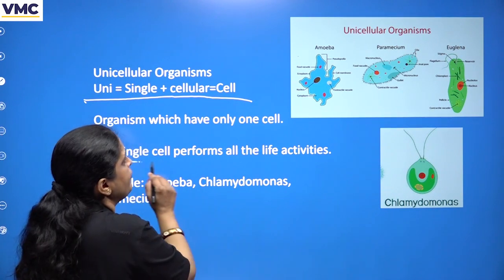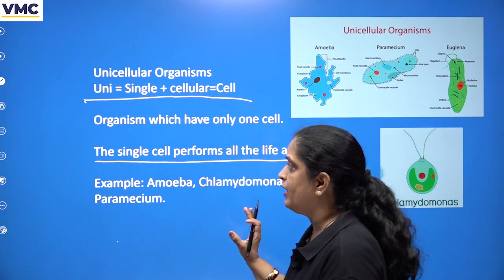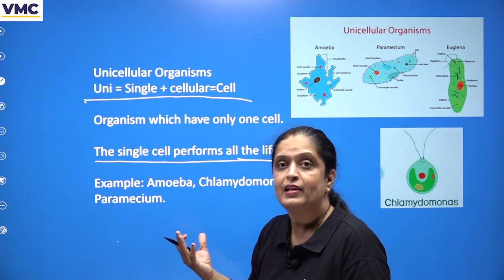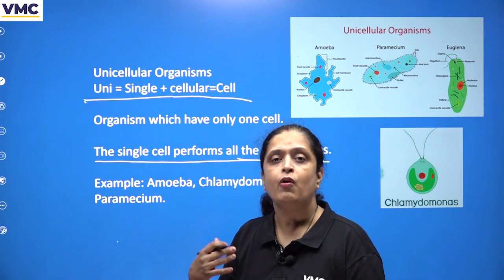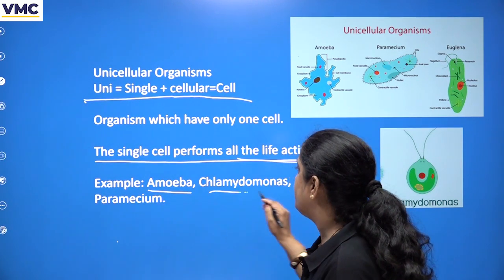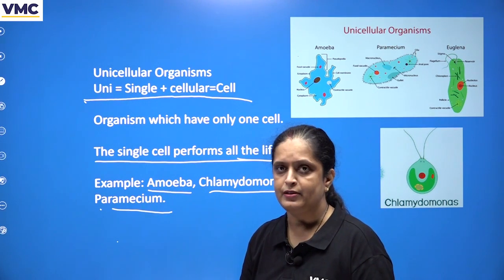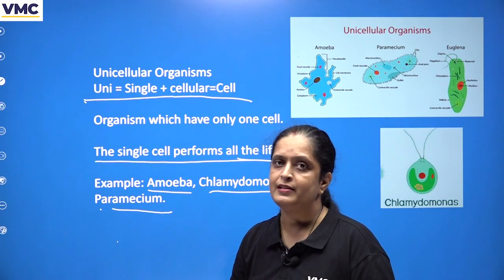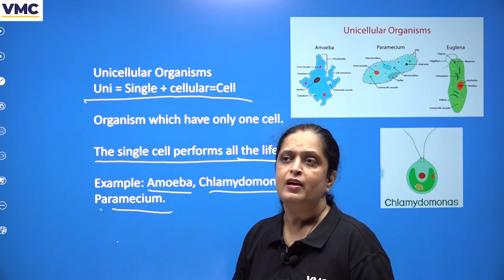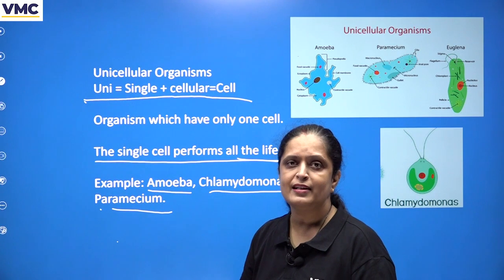They do all the performance of the cell activities. That is, these unicellular organisms perform all the life activities by themselves. It's just a single cell doing all kinds of life process. Amoeba, chlamydomonas, paramecium are example of unicellular organism. So one basic difference is that they are made of single cell, but they still do all the life process like respiration, ingestion, digestion. All of it is performed by the single cell itself.